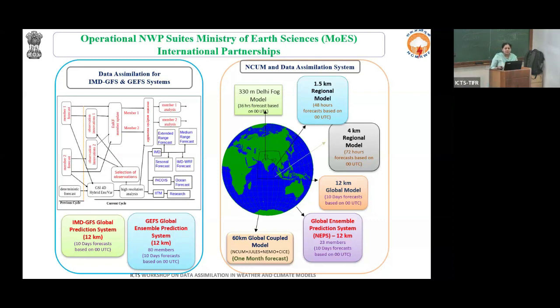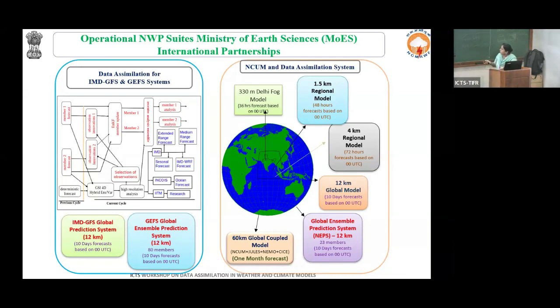So that's why it is called the hybrid data assimilation system. Both systems, the GFS-based system and the UM-based system that we are running at NCMRWF, are hybrid. Hybrid in the sense that we also use the background error covariance from the ensemble system. That is why we call it hybrid.